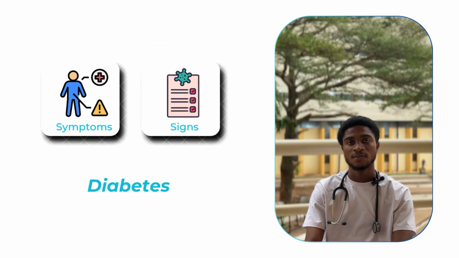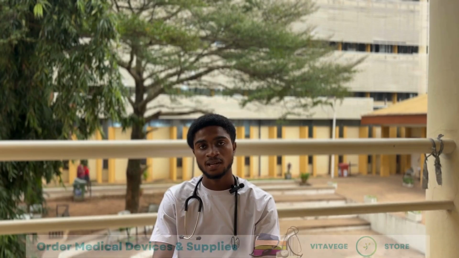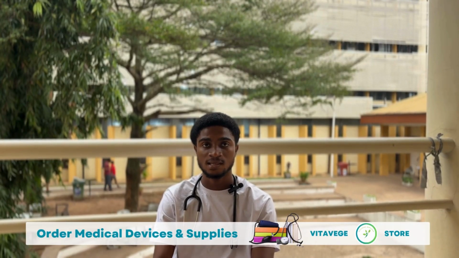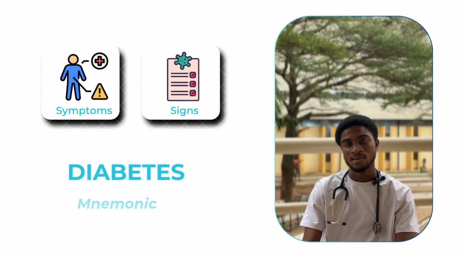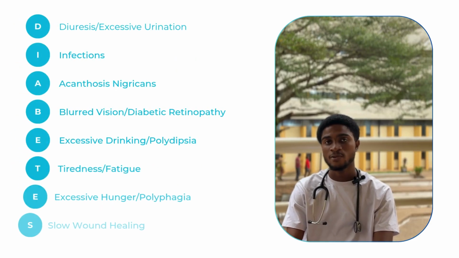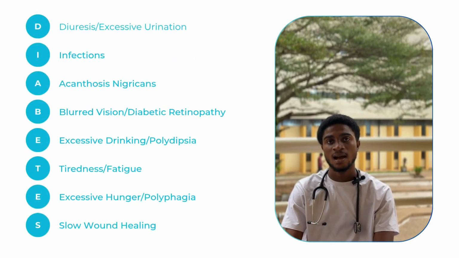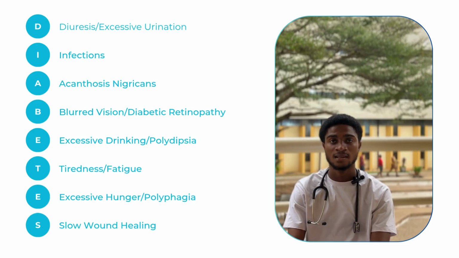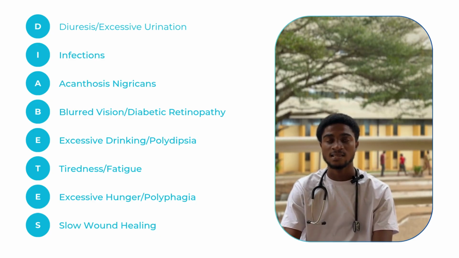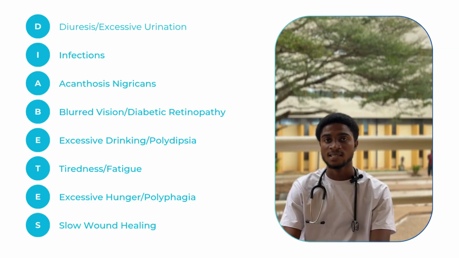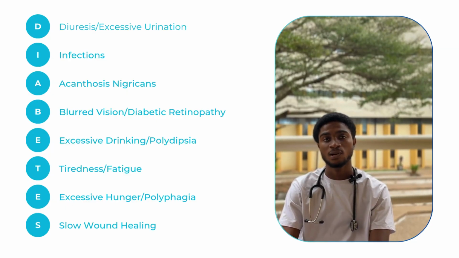And for the signs and symptoms of diabetes, I have a handy mnemonic to help you remember them easily. And the mnemonic is diabetes. D for diuresis or excessive urination. I for infections. A for acanthosis nigricans. This is where your skin darkens at certain parts of your body. B for blurred vision or the diabetic retinopathy. Then E for excessive drinking, that's the polydipsia.